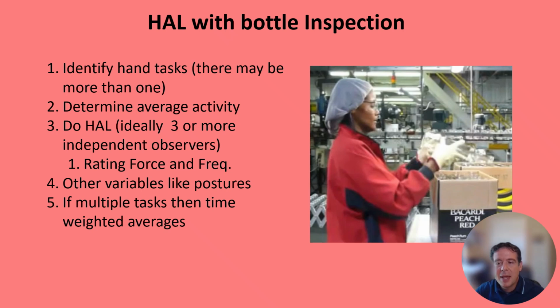So this is an example. I was in Puerto Rico doing a research study at their Bacardi plant where they make rum, and they were doing bottle inspections. While doing this, you want to identify the hand tasks that are happening. We'll go through the video on the next slide, but the bottles are in there. They grip it with one hand, bring it up, twist it, inspect the bottom, and then put it back in.